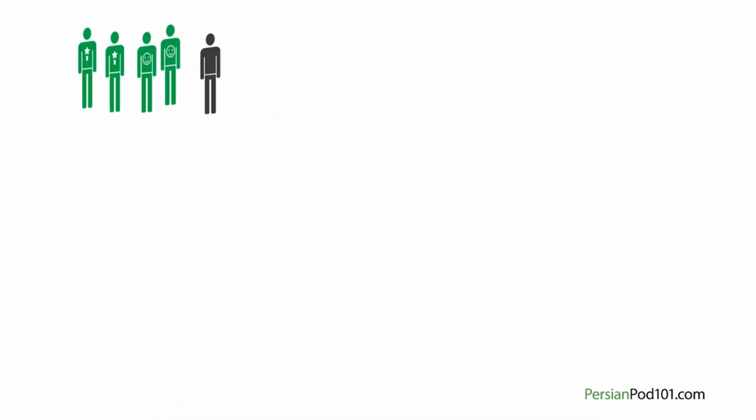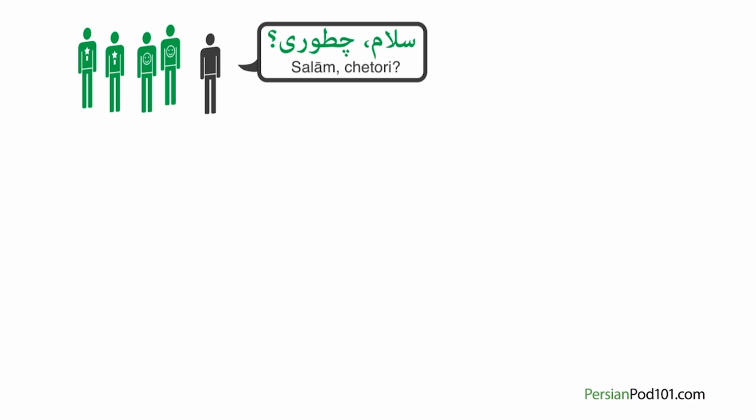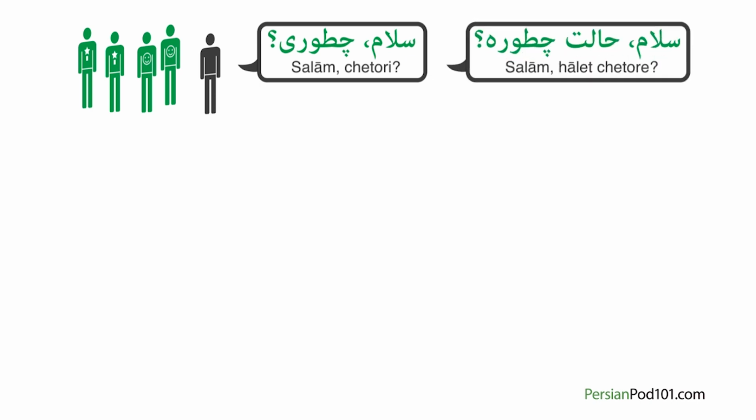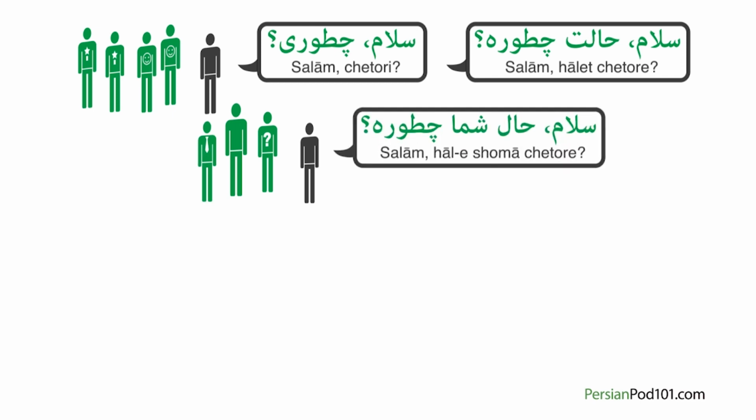Now you have learned many different ways to greet people in Persian. Let's review them all one more time. When meeting friends or relatives, salam, chetori. Salam, halet chetore. When meeting a stranger, someone older, or someone we don't know well, salam, hale shoma chetore.